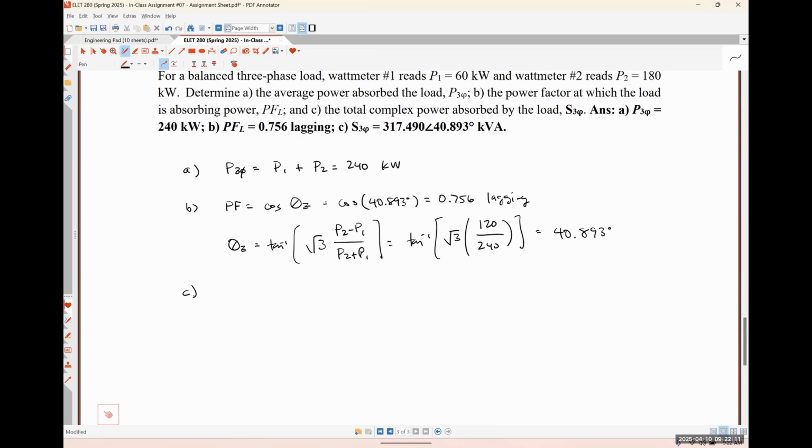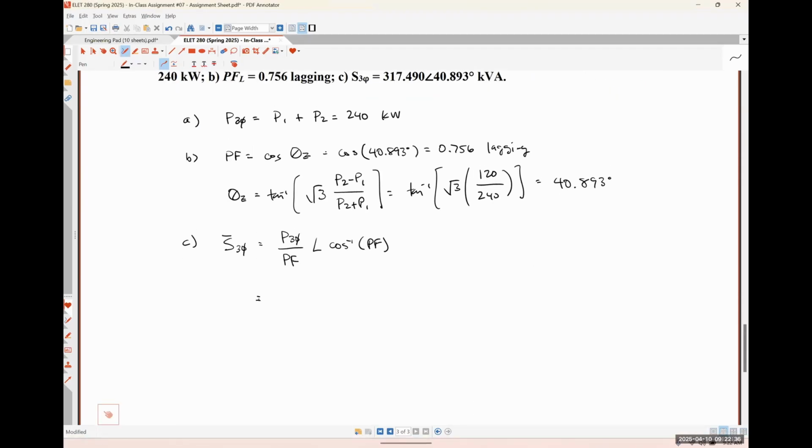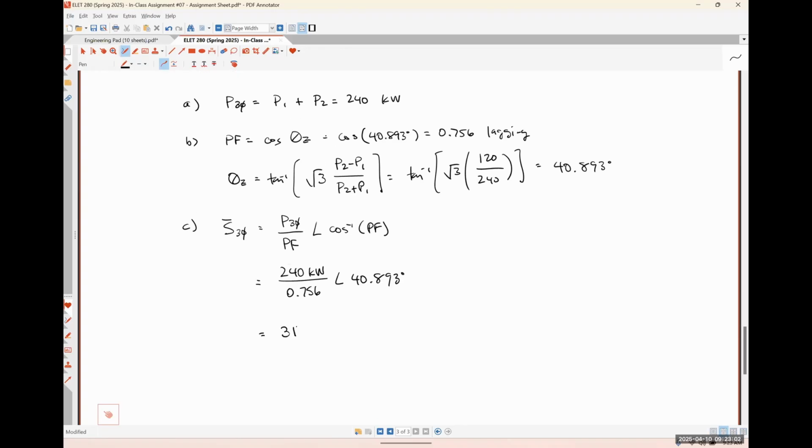And then finally, I can calculate my complex power the exact same way we've done it 30 times at this point in this class. S3 phase is just going to be P3 phase over our power factor with an angle of the inverse cosine of our power factor, which by the way is just theta z, right? So that's going to look like 240 kilowatts divided by 0.756, that looks too much like a 2 for me, with an angle of 40.893 degrees, or 317.490 angle 40.893 degrees kilovolt amperes.